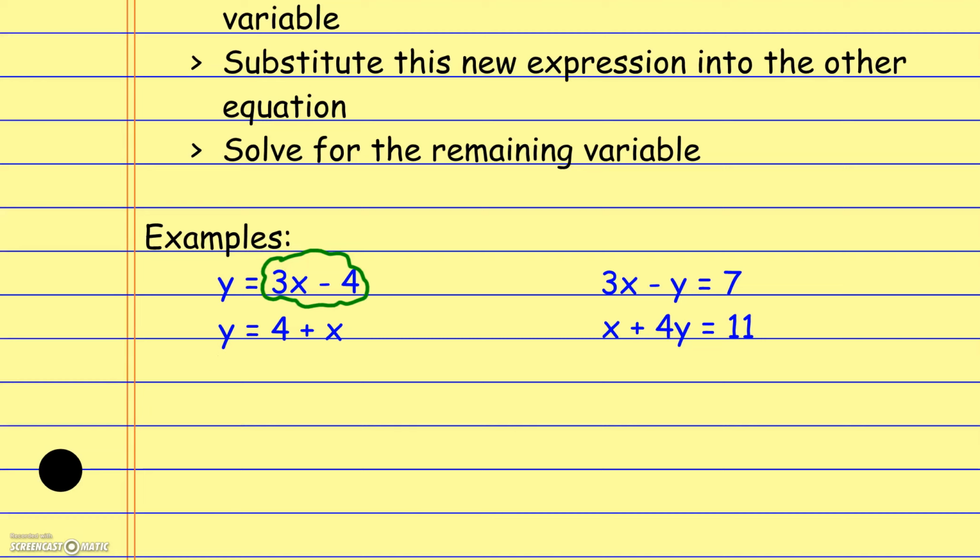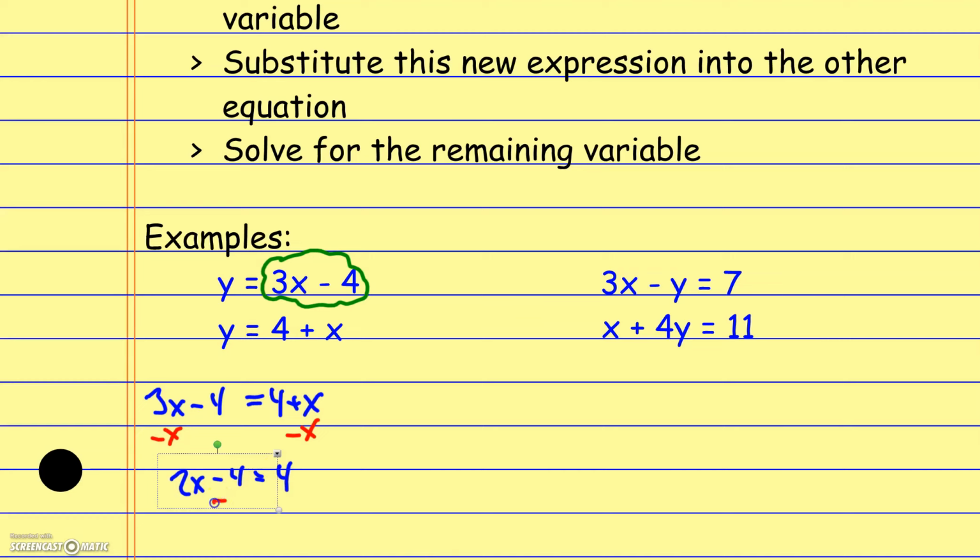So let me take that second equation, which was y equals 4 plus x. But instead of y, I'm going to plug in that expression. So right here, instead of y, I'm going to have the 3x minus 4. I'm plugging that expression in for y in my second equation. And now I want to solve this for x, because that's all I have left. So I solve the way I would normally solve an equation. I subtract the x from each side. I get 2x minus 4 equals 4.